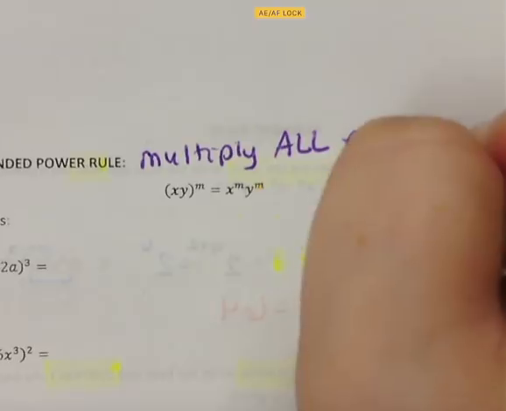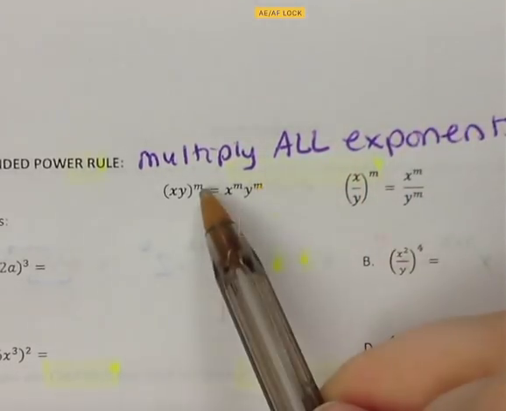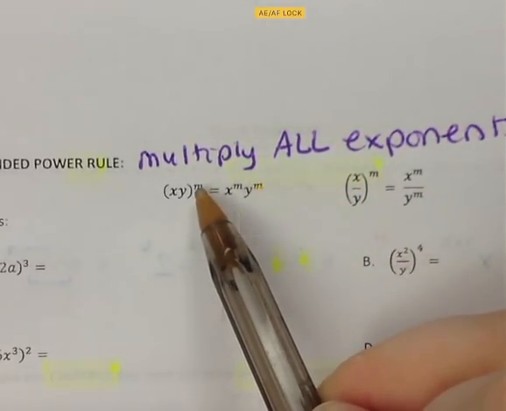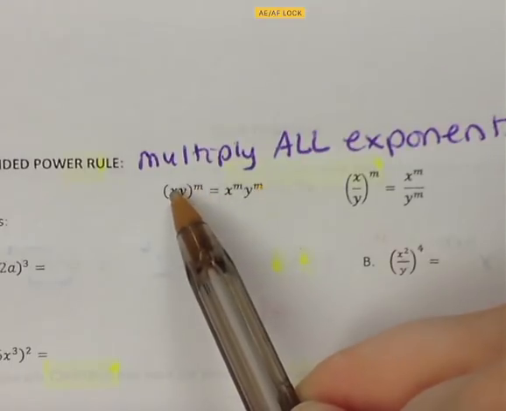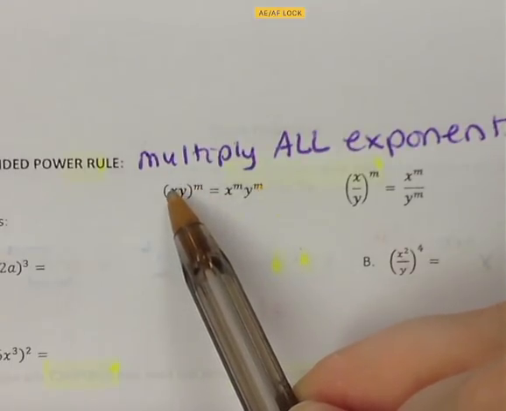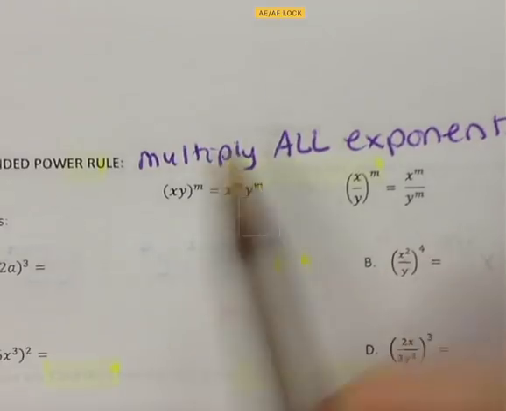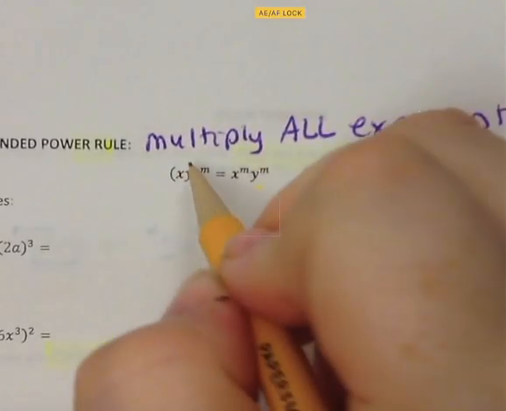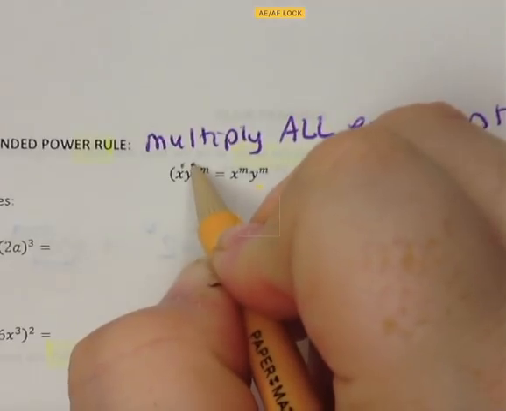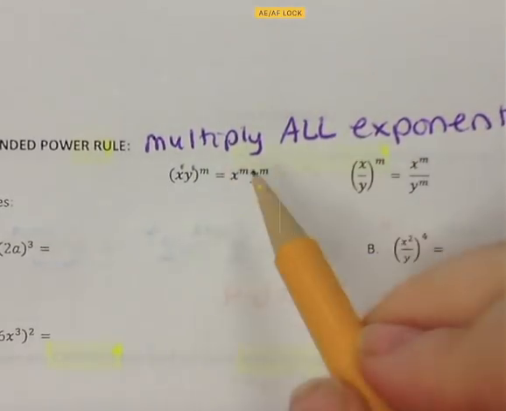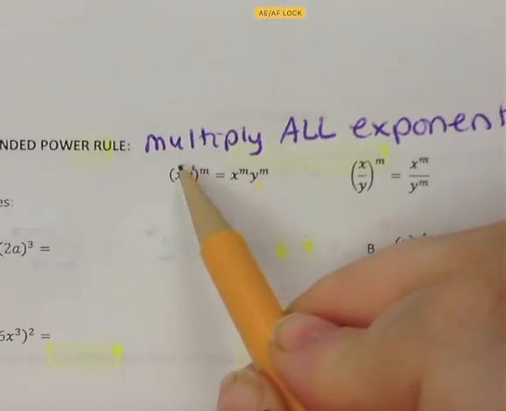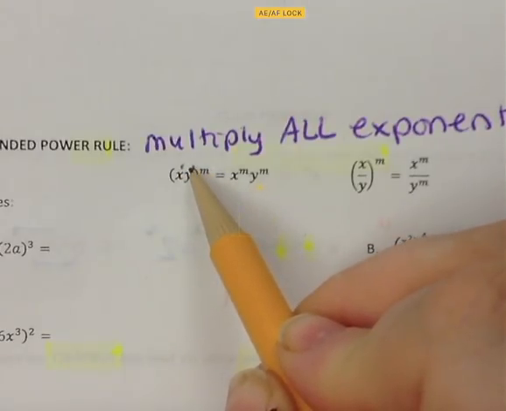What that means is, just like before, when we take that m, the outside m, we have to multiply it to each individual exponent. So the x has an exponent and the y has an exponent. That's why it becomes x to the m, because technically this x is raised to the first power and this y is raised to the first power. So we have to multiply the m times the 1 and the m times the 1.